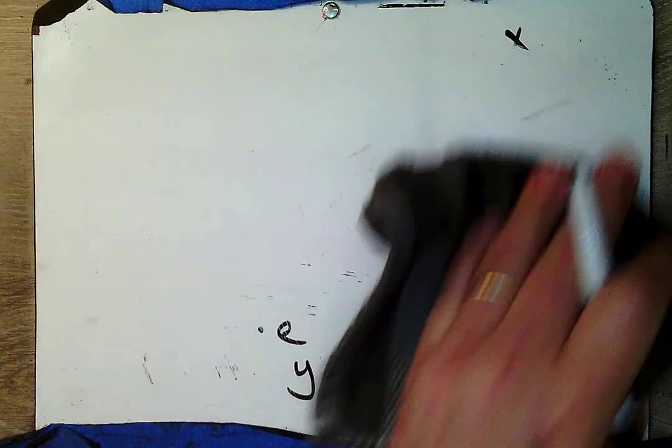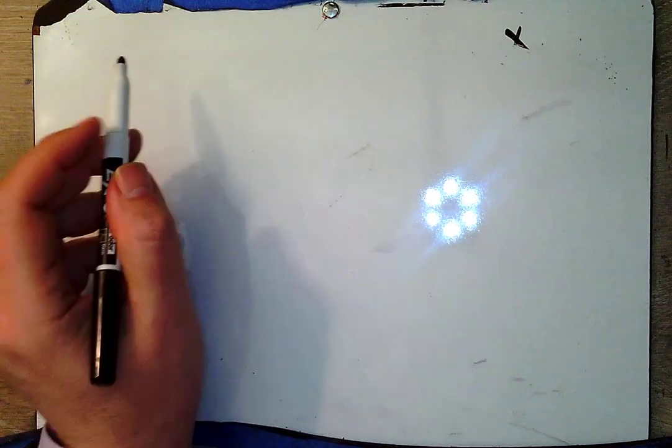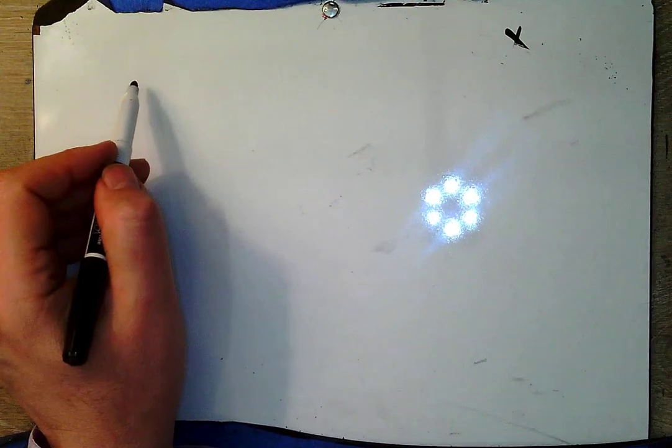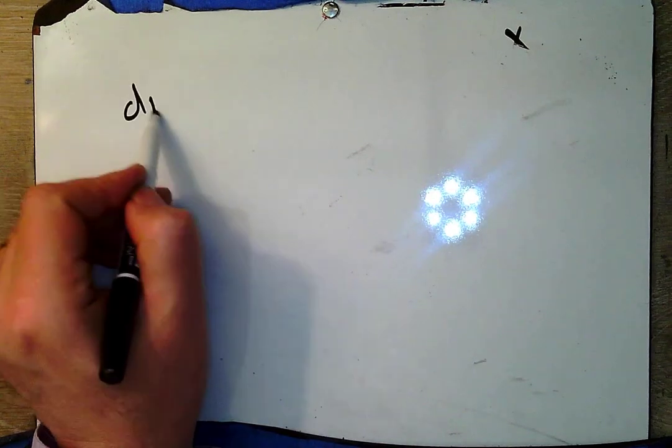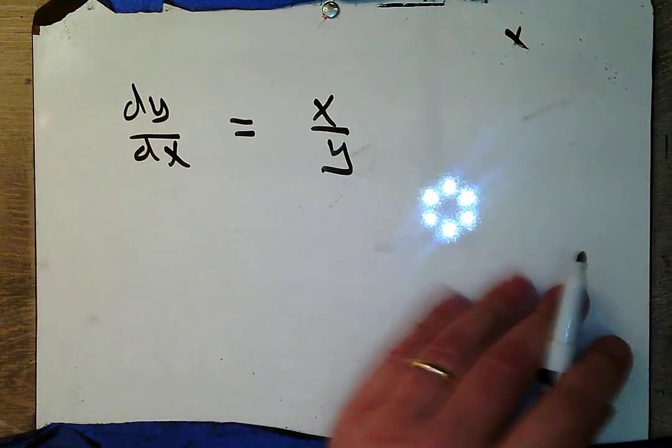Okay? Okay. How about this? How about dy dx equals x over y? Please do that one.